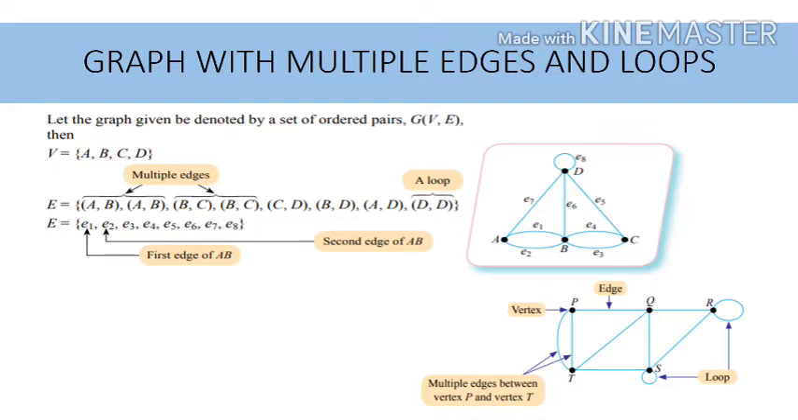As you can see here is the example for a graph with multiple edges and loops. And here V, the set of vertices, is A, B, C, D, and the set of edges is A, B, and another A, B because it is multiple edges. And here is D, D because it is a loop.